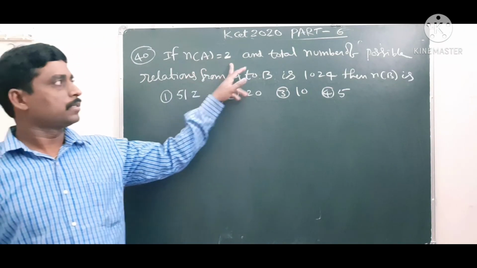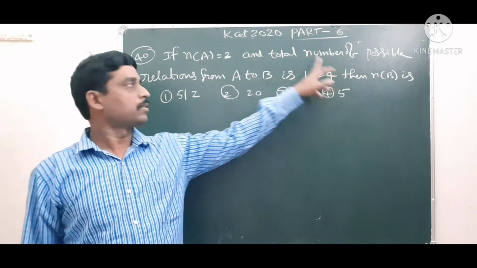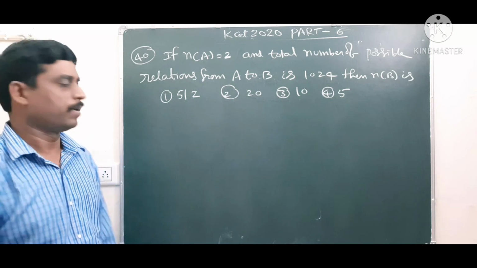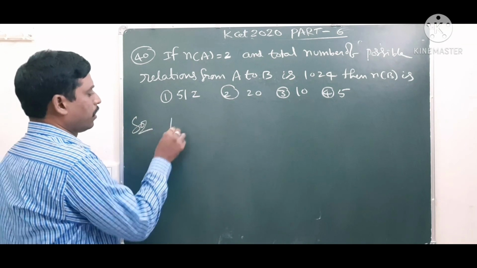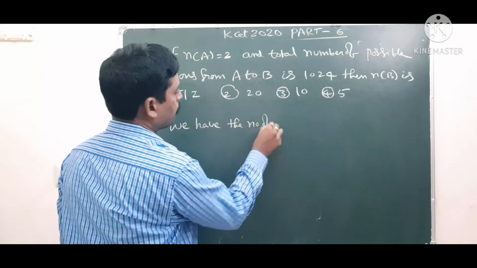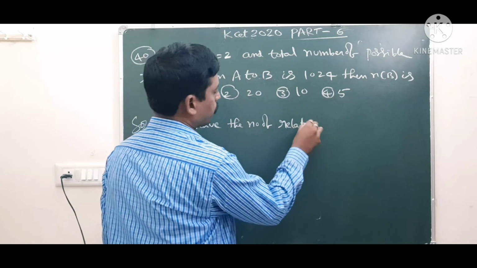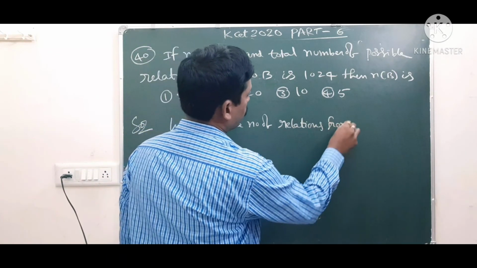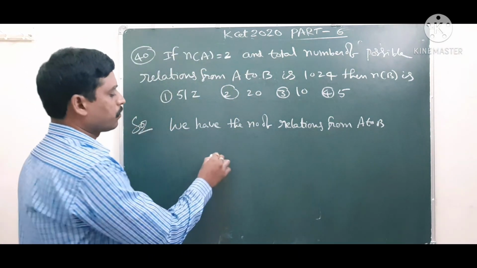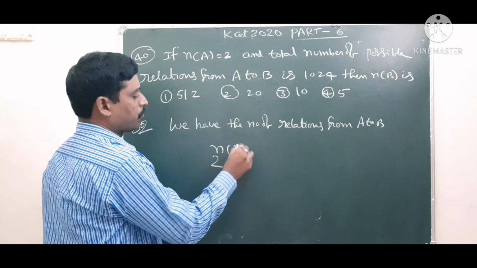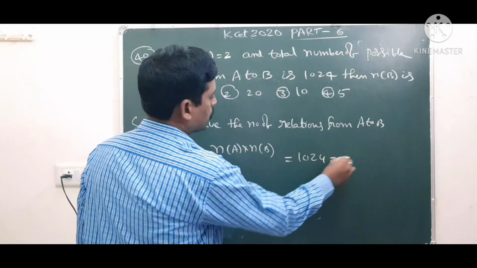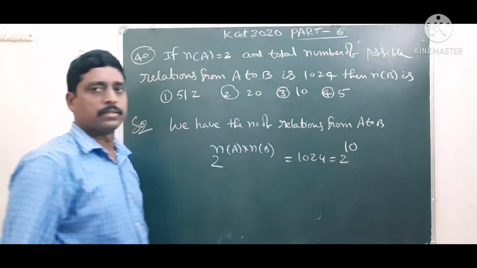Number 40. If A has 2 elements, and the total number of possible relations from A to B is 1024, then find n of B. We have the number of relations from A to B. The formula is 2 to the power n of A into n of B, which is equal to 1024. 1024 is nothing but 2 to the power 10.